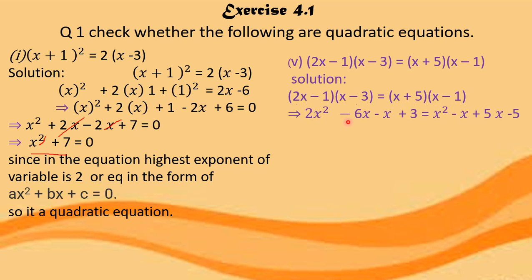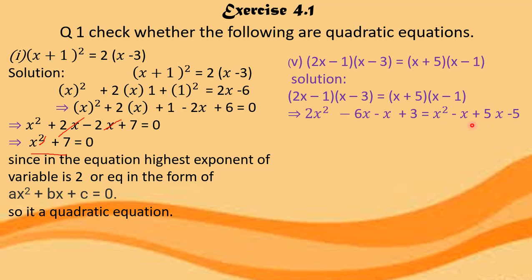2x square minus 6x minus x plus 3. This 2x multiplied by x is 2x square. 2x multiplied by minus 3 becomes minus 6x. Minus 1 multiplied by x is minus x. Minus 1 multiplied by minus 3 is 3. Same here, x plus 5: x multiplied by x is x square. x multiplied by minus 1 is minus x. 5 multiplied by x is 5x, and 5 multiplied by minus 1 is minus 5.